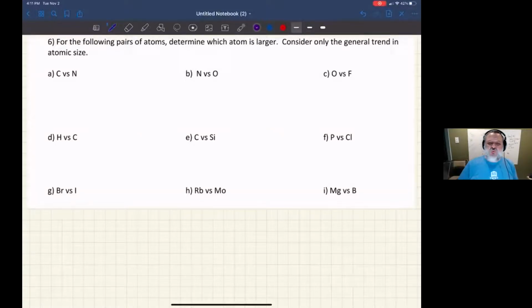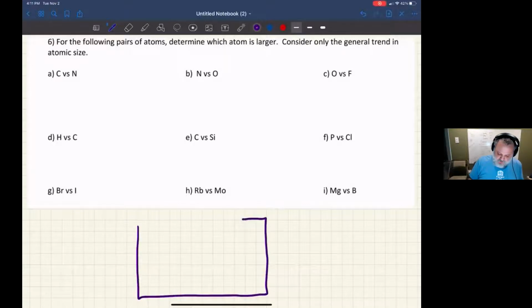Okay, so here we have an atomic trend question. Which atom is larger? It's asking you to consider only the trend in atomic size. So if I were to draw a representative periodic table, then I would draw something like this.